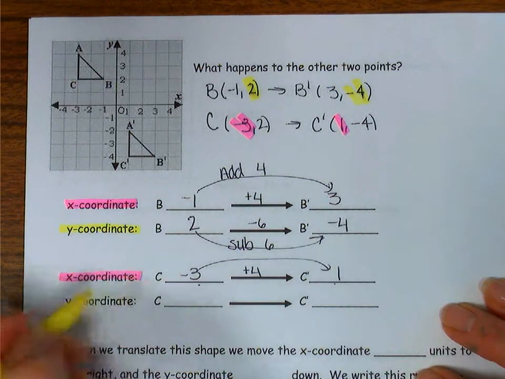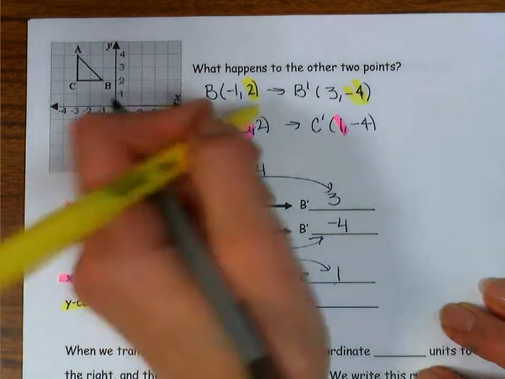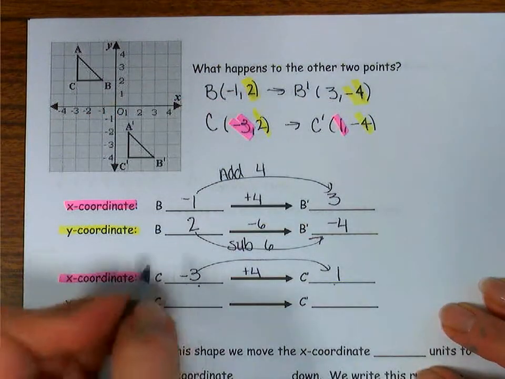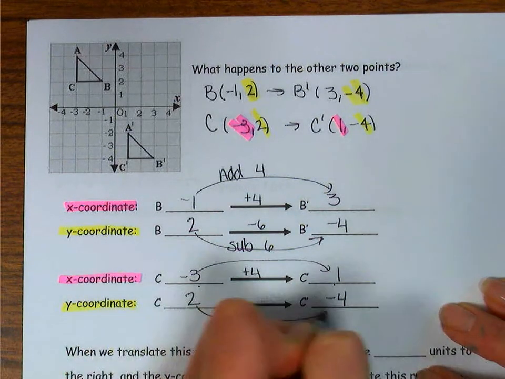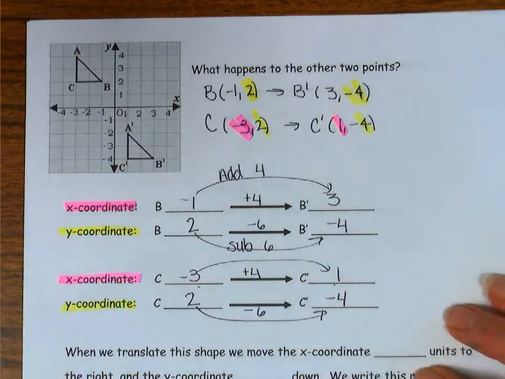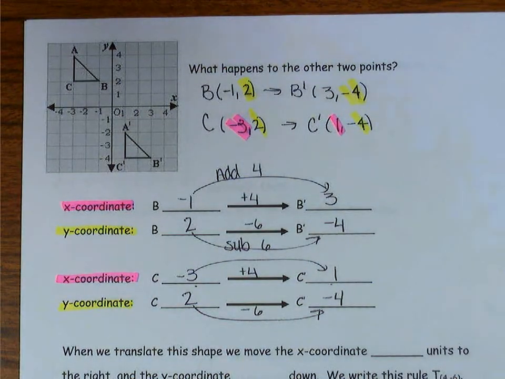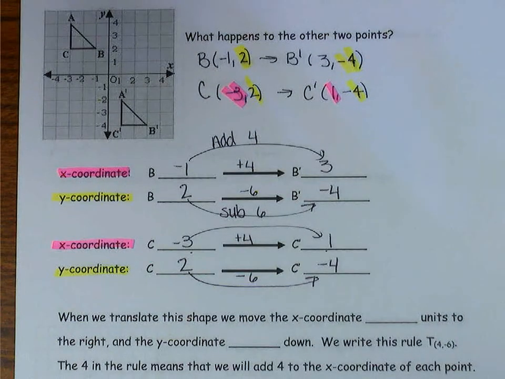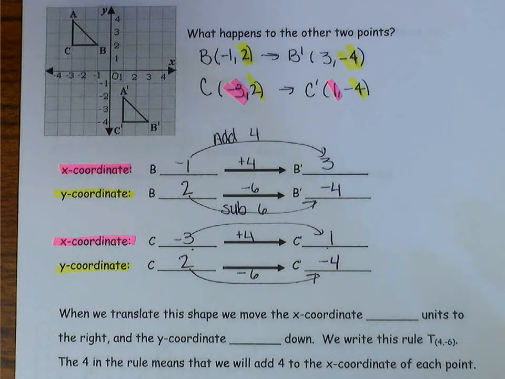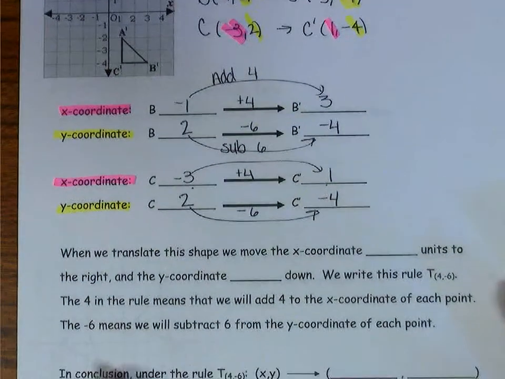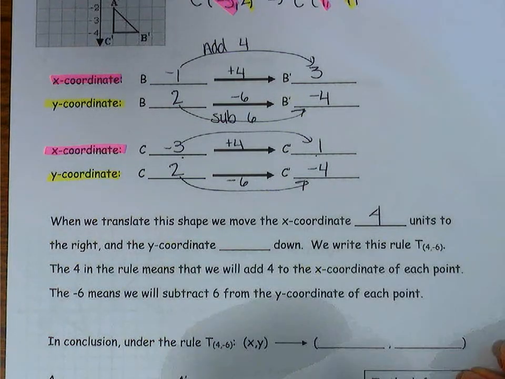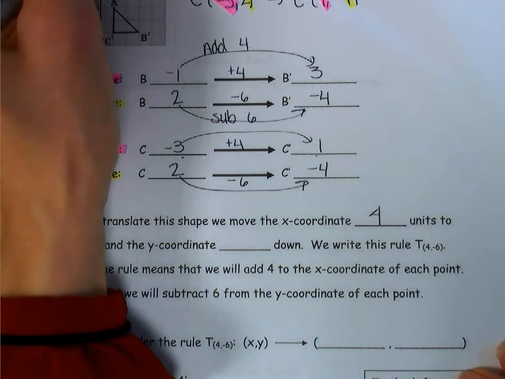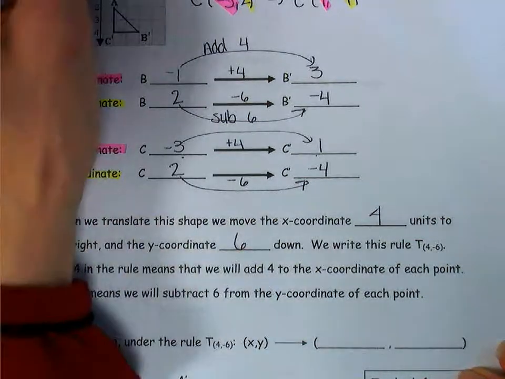And let's take a look at the Y coordinate of C. That's 2, and then my C prime is a -4. So what am I doing to this 2 to get to a -4? I'm subtracting 6. So we should be able to figure out right now, and from our previous video, that when we translate an object, we move it the same distance in the same direction. So when we translate the shape, we move the X coordinate 4 units to the right. So 1, 2, 3, 4, and 6 units down. 1, 2, 3, 4, 5, 6.